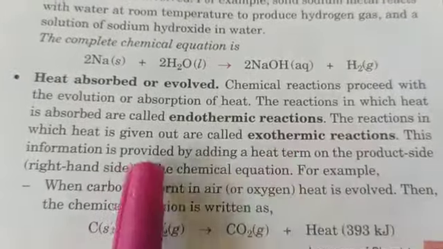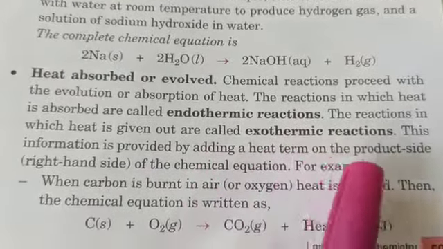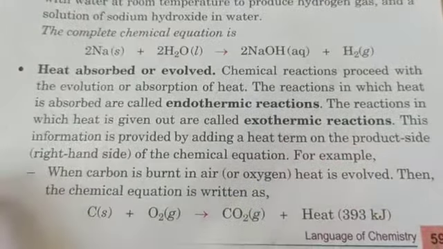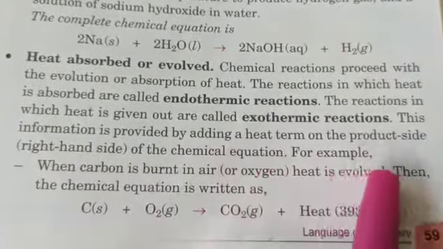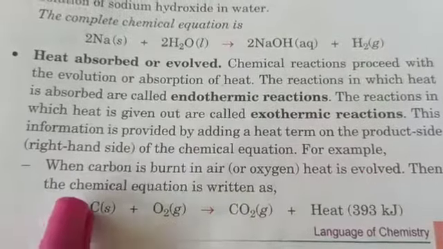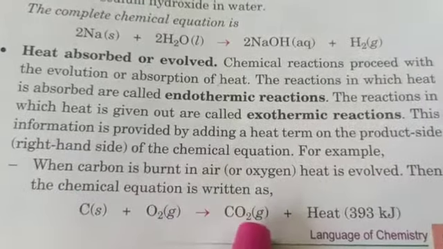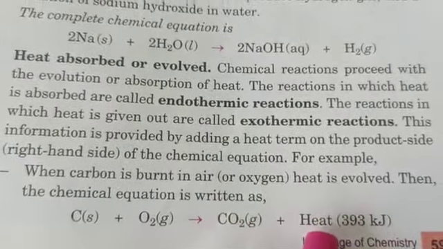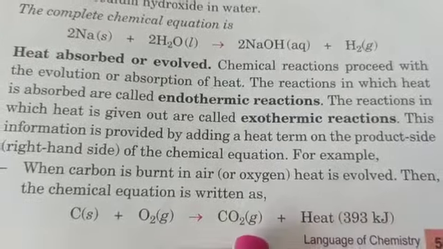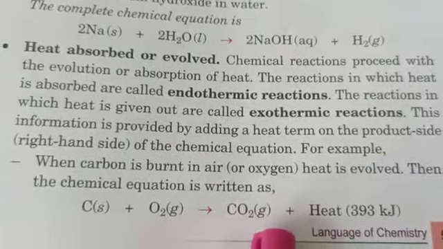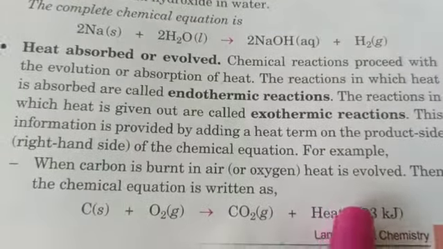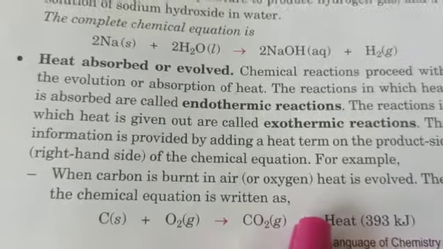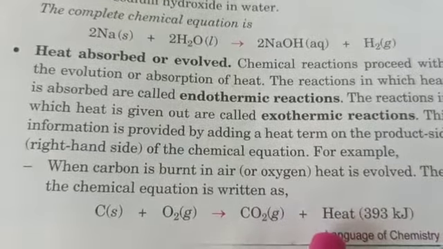So they can be made more informative by writing heat on the product side. For example, the reaction in which heat is evolved: carbon in presence of oxygen gives us carbon dioxide. Here heat is evolved, so you can write a plus heat sign on the product side. It is known as an exothermic reaction because here the heat is evolved.